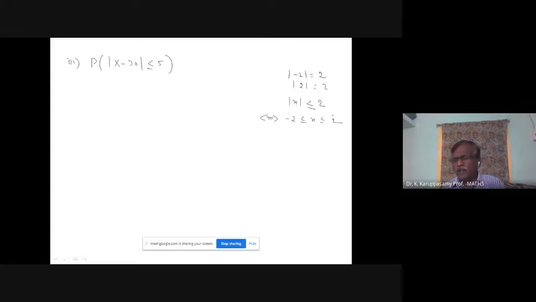Instead of writing minus 2 less than or equal to x less than or equal to 2, we can write modulus of x less than or equal to 2. This is the basic result. This you must know, then only I can proceed with the answer. Now, how to find the x limit? From which number to which number?